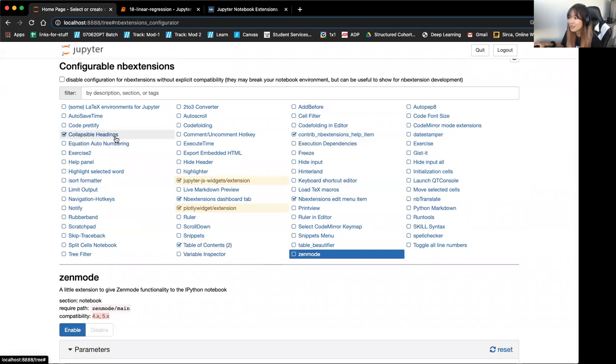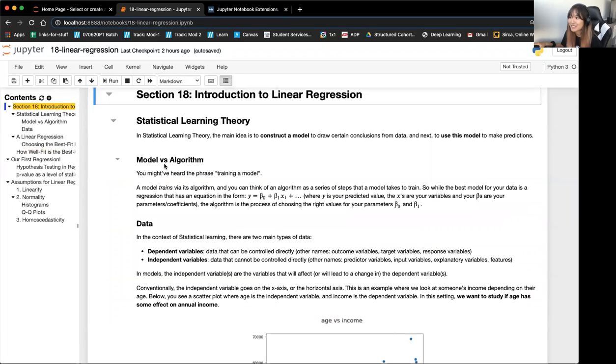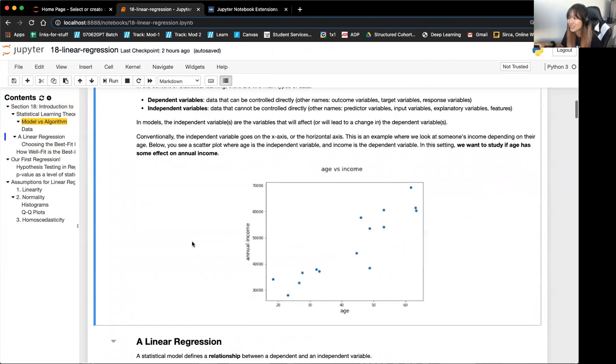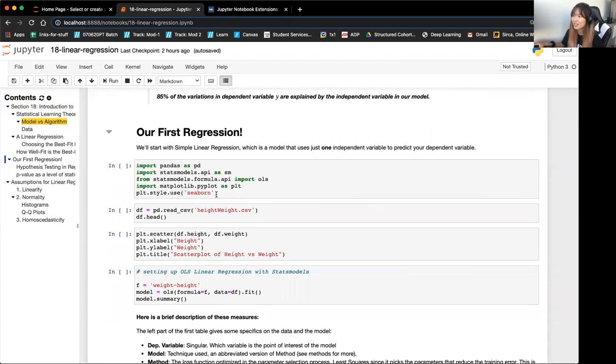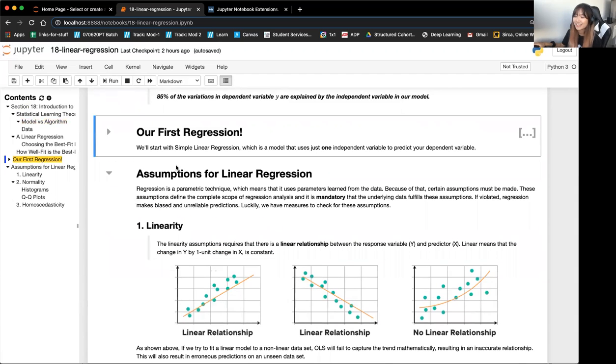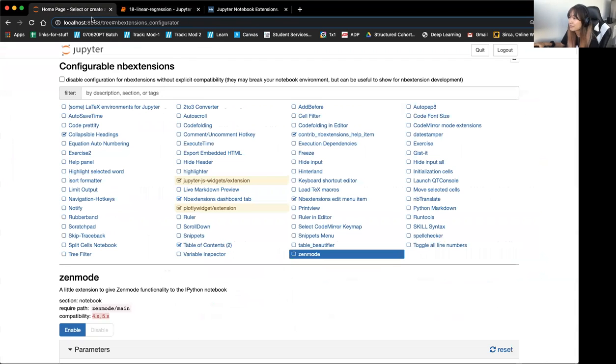Let's see, I use collapsible headings. Collapsible headings is a great one. I like to collapse sections like this. Let me see a good example. So here, if I have a lot of code cells, I can collapse this and it'll make things a little neater so I don't have to scroll through the entire notebook.